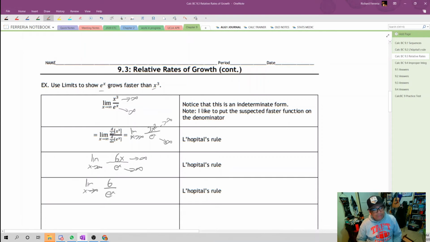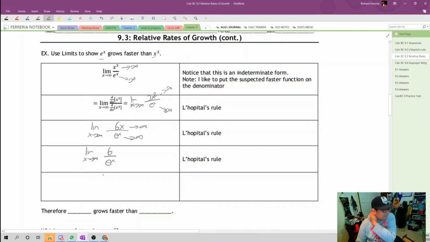We get 6 over e to the x, and this should make sense that we get 0 here. Since the numerator is staying the same, but the denominator is growing without bound, we get a 0. So if the limit of the ratio is 0, that tells me that whatever function's on the denominator, e to the x, is going to grow faster than whichever function is on the numerator, x cubed.